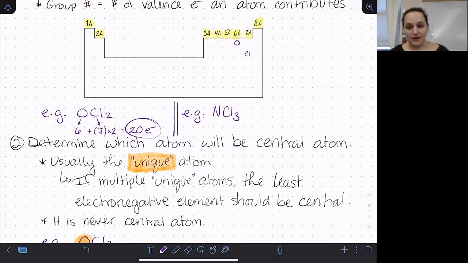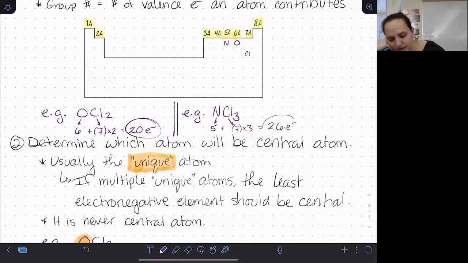So again, we are going to start off by figuring out how many valence electrons need to be represented in this structure. Nitrogen is in group 5, so that is going to bring 5 electrons. Chlorine is going to bring 7 from each atom, and there are 3. So that is going to give us a total of 26 electrons that we are looking for here.